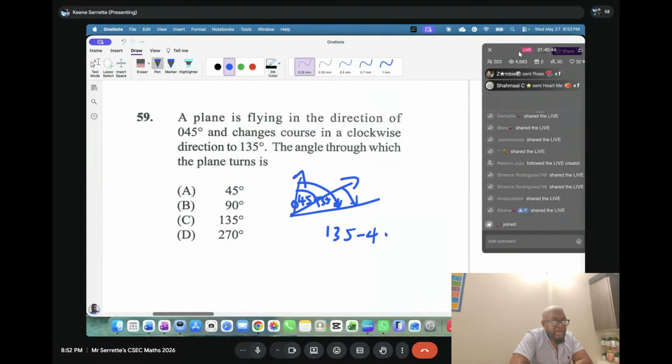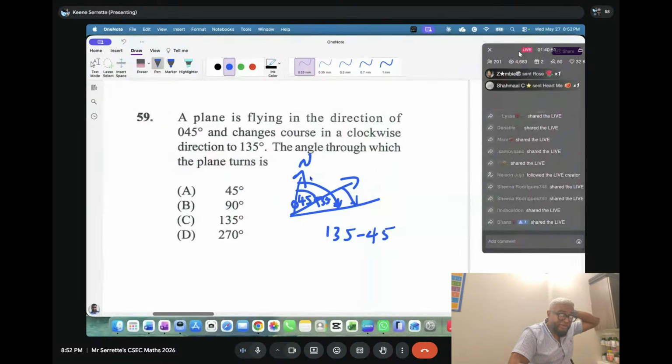Minus 45. That'll be how much a turn. Now, the key to these bearings is if you do bearings, you always start from the north line. So if I say a bearing of 45 and then it changes direction to a bearing of 135, 135 will start at the north line again, right? So you have 135, then you have 45. You minus it to where again? 90.